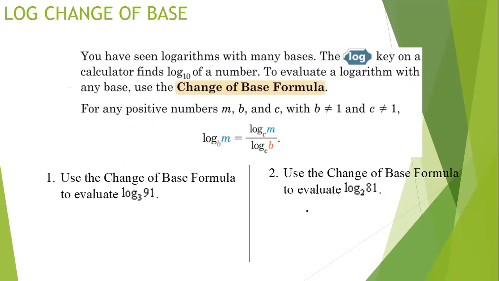Last piece of the notes is change of base. You have seen logarithms with many bases, but the log key on the calculator usually only finds your common log, log base 10. So if you're using any scientific calculator, you will typically have to convert using the change of base formula. C stands for common log, which is typically just 10. It's the log of M divided by the log of your B.